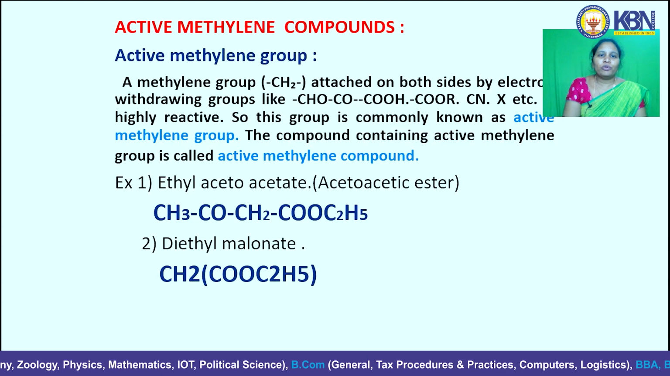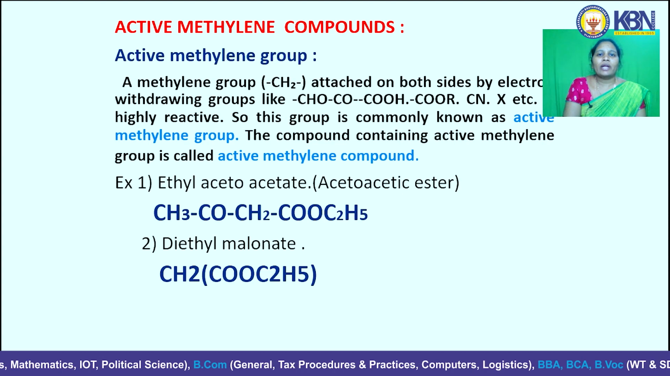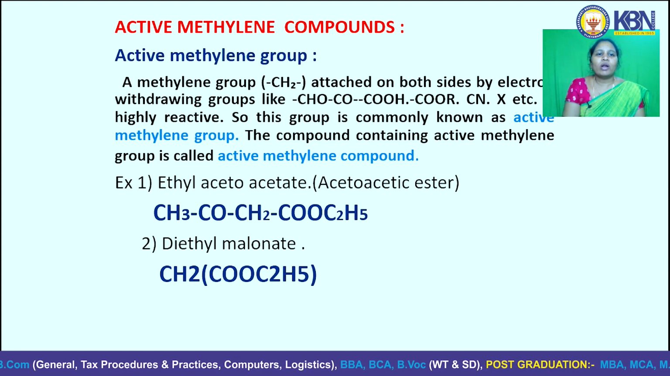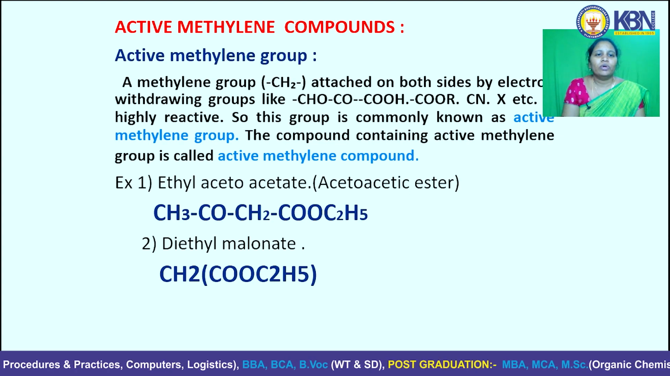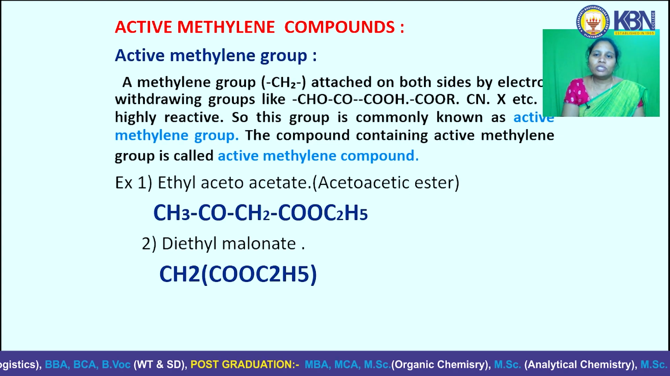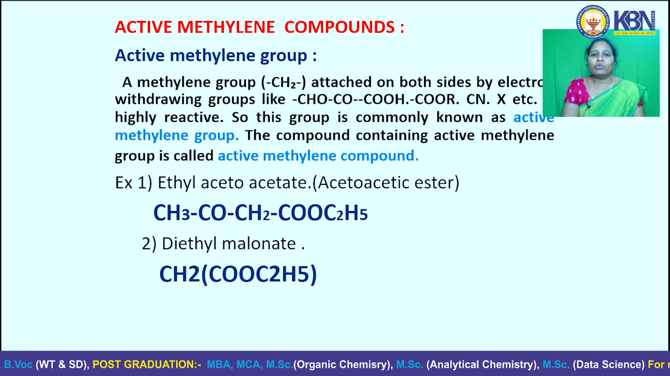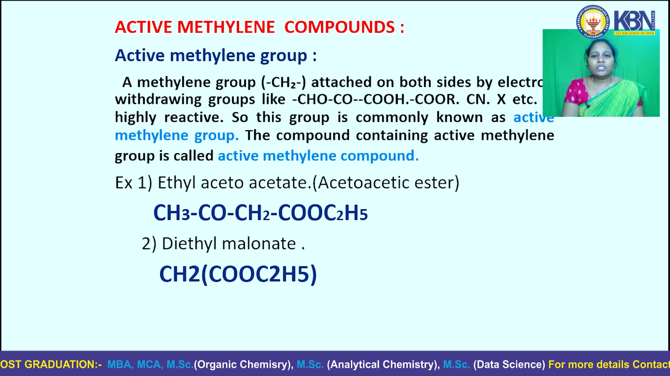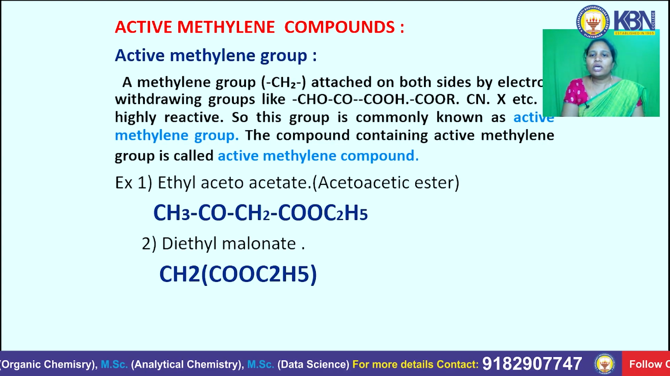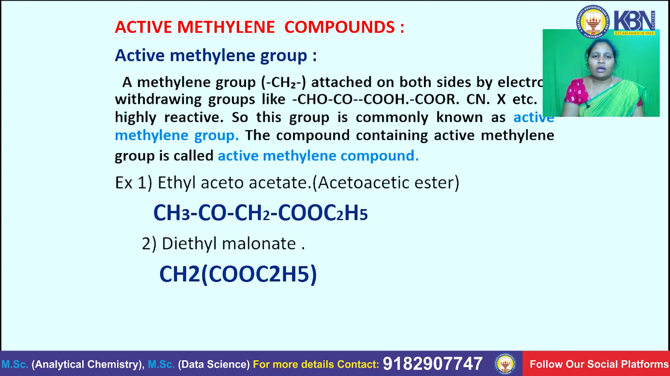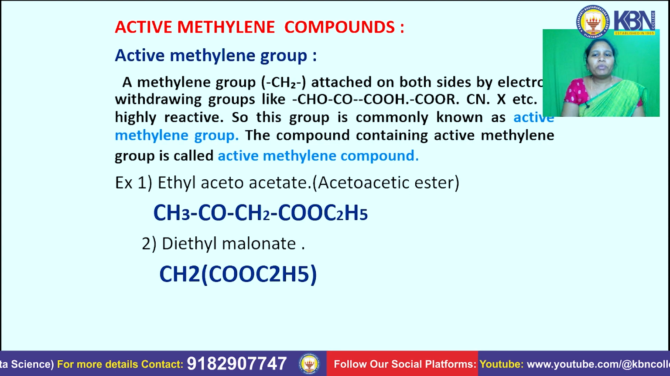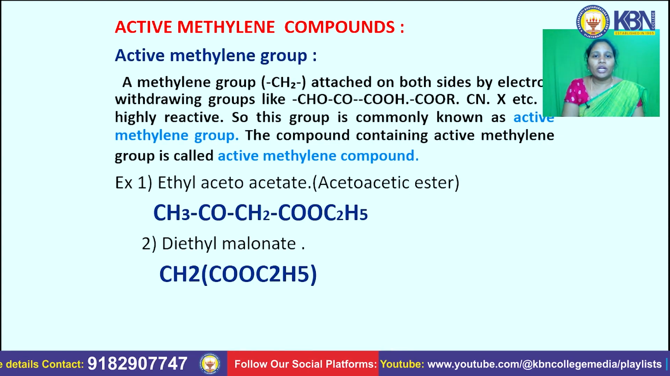Now let us discuss one more topic, that is active methylene compounds. So here first we will know what is meant by active methylene group. If a methylene group is attached on both sides by electron withdrawing groups like CHO, CO, COOH or COOR, CN or halogens etc., then it becomes highly reactive. So this group is commonly known as an active methylene group.